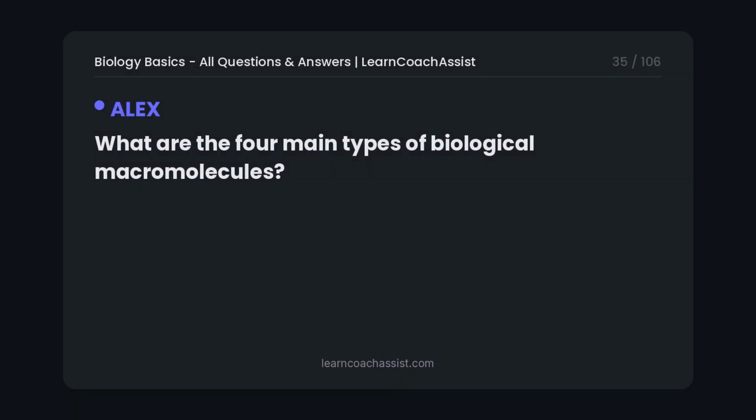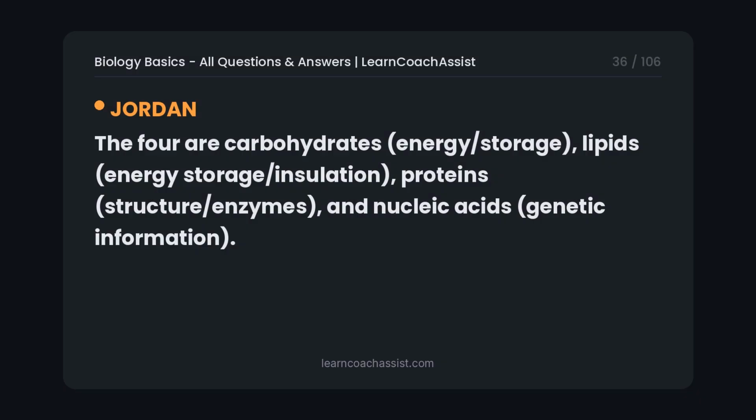What are the 4 main types of biological macromolecules? The 4 are carbohydrates, energy storage; lipids, energy storage and insulation; proteins, structure and enzymes; and nucleic acids, genetic information.